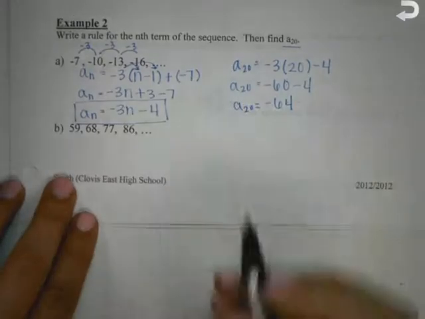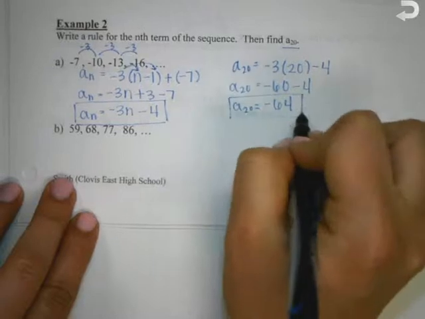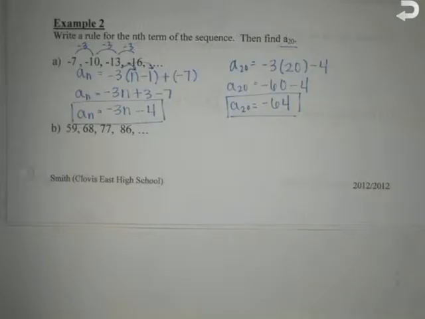So much nicer than guessing and checking, right? Okay, will you guys do part B then? So how much on B are we increasing by each time? 9. D is equal to 9.